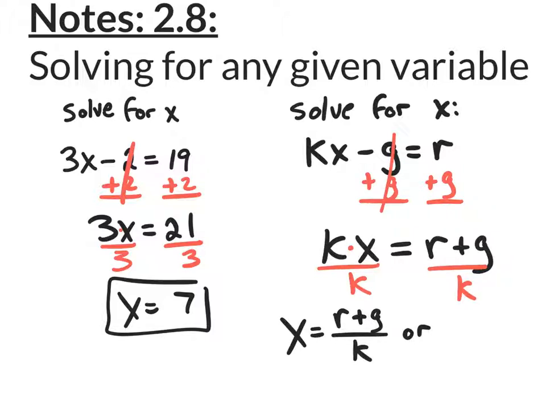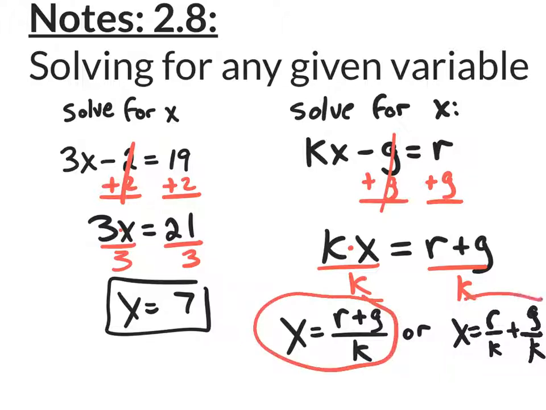Or you could split the divisor, the k, you could split it to each term. So you could split it to each term, and it'll become 2 fractions. So you could write it like this. X equals r over k plus g over k. Either one's correct, either one's totally fine. So this one or this one.